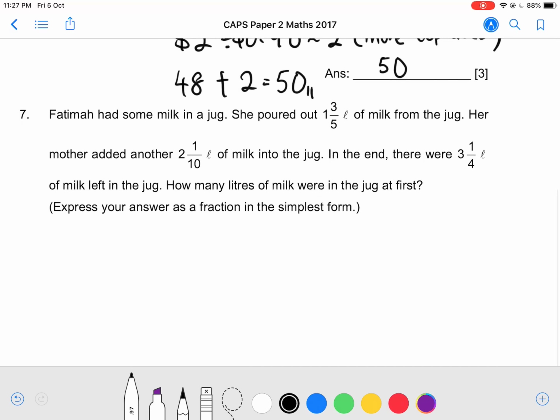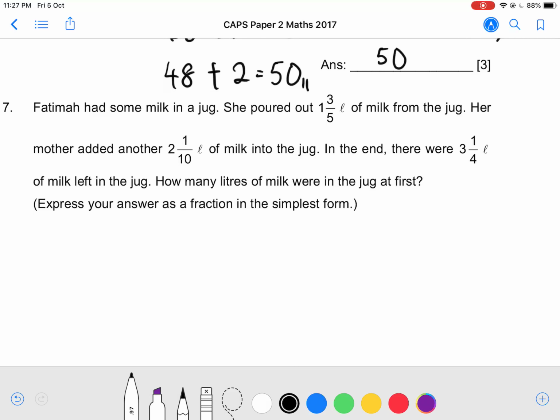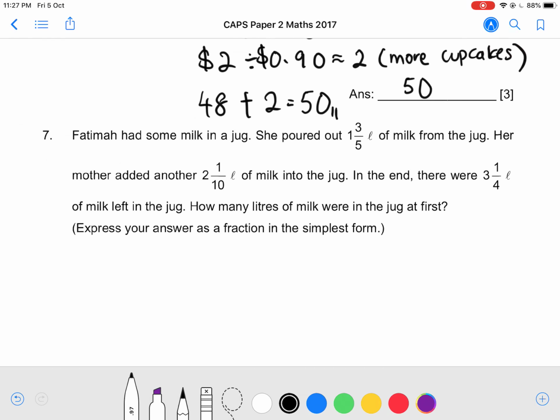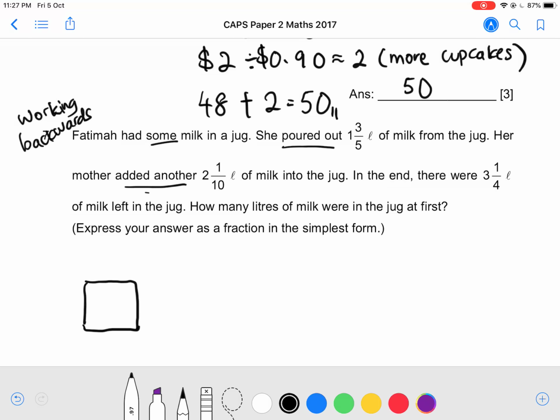Okay, question number 7. You have this lady who has some milk, she poured out and then her mother added. In the end, there were how much left? Now, if you have remembered your P4 stuff, this is about working backwards. Alright, you started off with some milk, which you don't know how much, and you pour out and then people added in. So if you could remember the step, you start off with an unknown, you don't know how much is the milk at the start, but along the way, because she poured out, when you pour out, you will have to minus off. And you get some amount here.